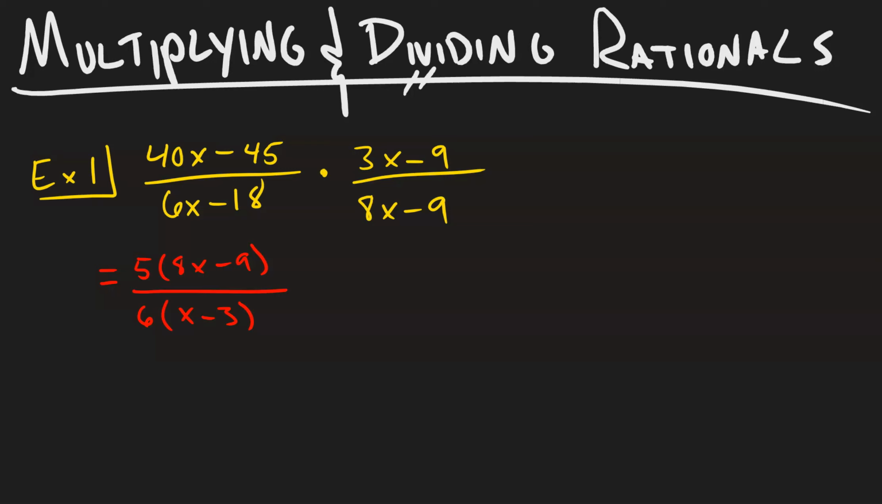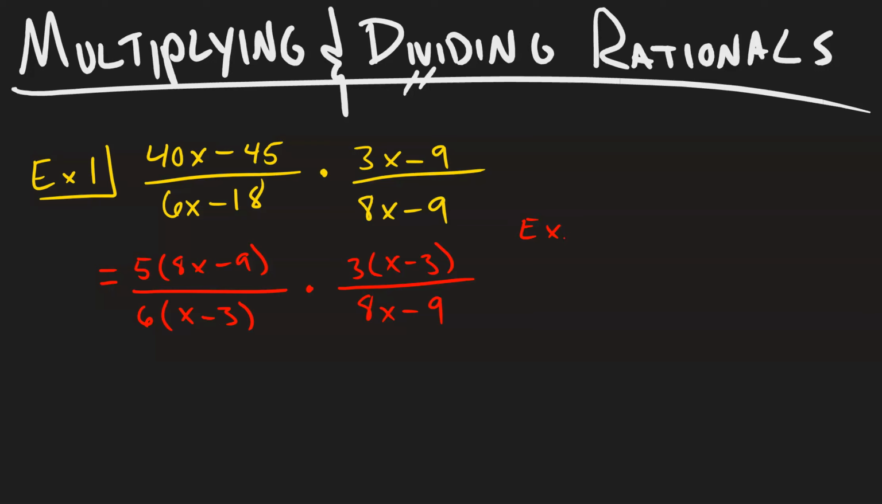Now let's factor the second fraction. Our numerator has a common factor of 3 that we'll factor out, leaving us with x minus 3. And our denominator has no common factors, so it'll be left as 8x minus 9. Now, as always, before we start canceling out common factors, we should find our excluded values.